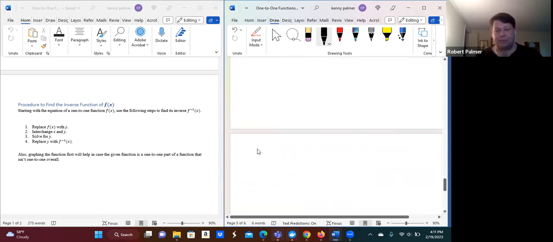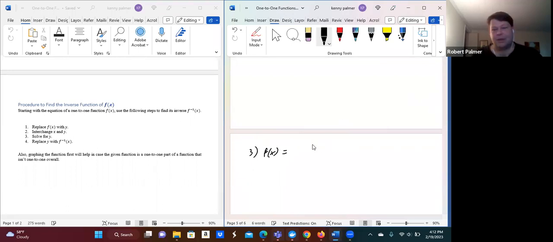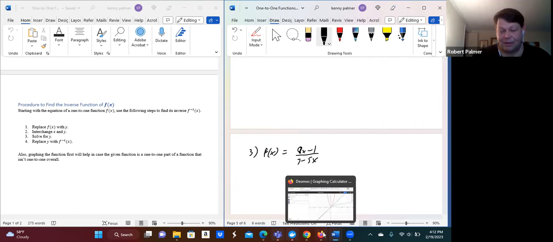Okay, last one, number 3. All right, this one, a little more work to do, but we can handle it. So f of x equals 8x minus 1 over 7 minus 5x. Okay, once again, first, let's graph that, make sure it is 1 to 1. As you see, it is.